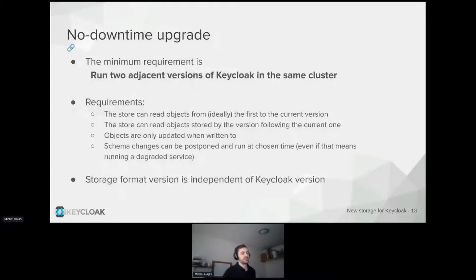Then we were thinking about how to provide this no downtime upgrade support. And we came up with the following requirement, which is the minimum requirement: we need to achieve that it is possible to run two adjacent Keycloak versions in the same cluster. So what does it mean? It means that if we have a cluster of nodes with Keycloak version 4, for example, it is possible to spawn a new Keycloak version 5 next to those previous nodes, and it should work together.